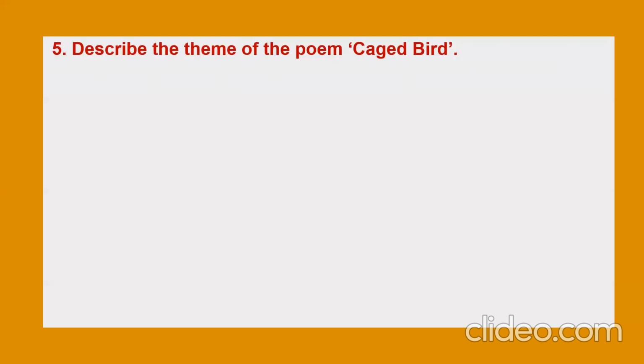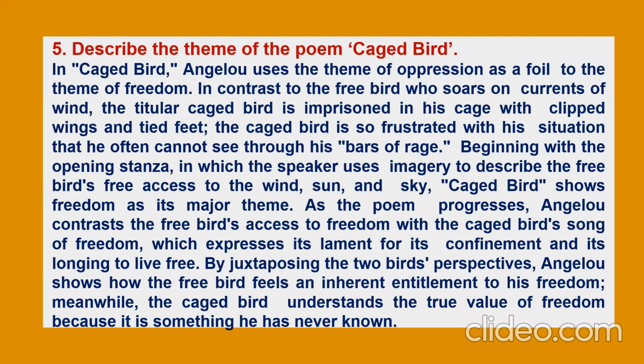Describe the theme of the poem Caged Bird. Very important question. In the poem Caged Bird, Maya Angelou uses the theme of oppression as a foil to the theme of freedom. In contrast to the free bird who soars on currents of wind, the titular caged bird is imprisoned in his cage with clipped wings and tied feet. The caged bird is so frustrated with his situation that he often cannot see through his bars of rage.